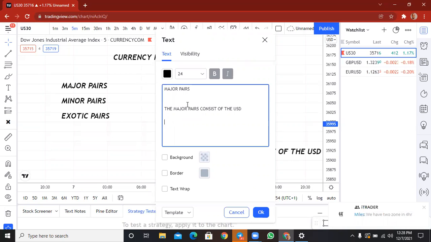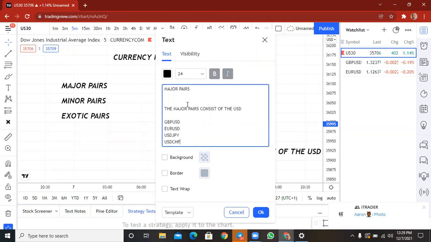And these pairs include GBP USD, Euro USD, USD JPY, USD CHF, etc. Okay, etc. So these are the major pairs. There are many of them. So for you, go online and research, get one of them, right? So the major pairs consist of the USD.